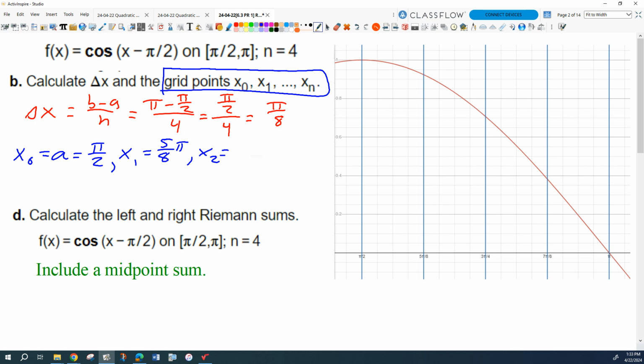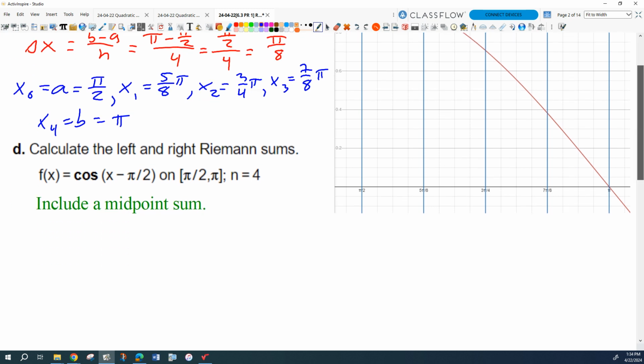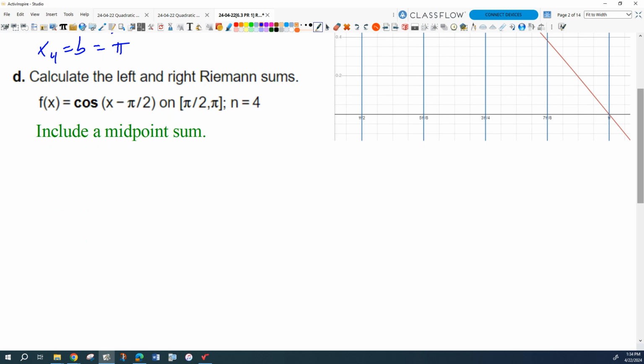What's x2? 6/8, which would be 3/4 pi. What's x3? And what's x sub 4? That's just b, isn't it? Because we reached the end of the line. n is 4, which is pi, right? So those are our grid points. Okay. So let's calculate a left sum.